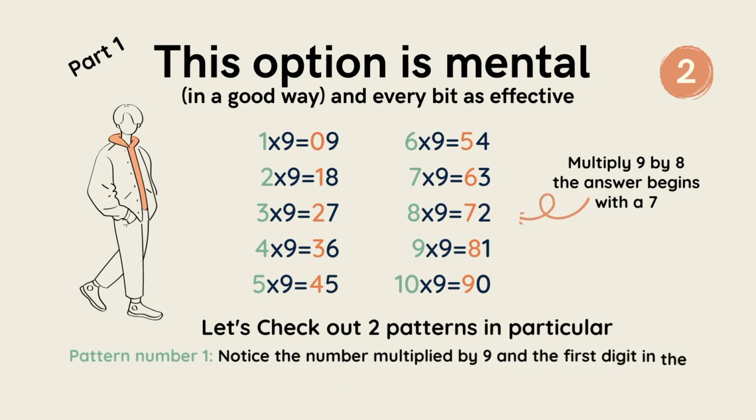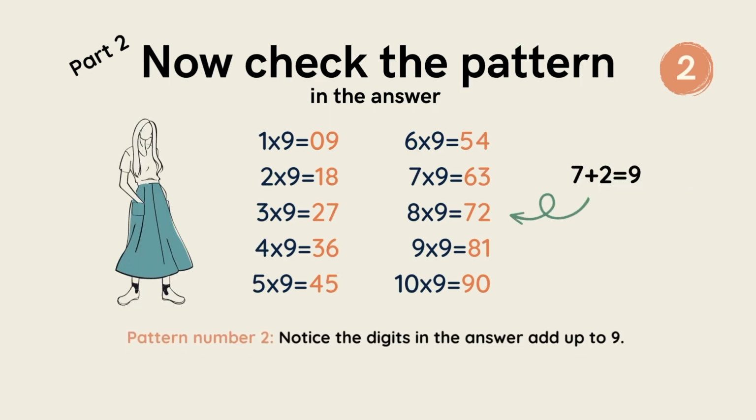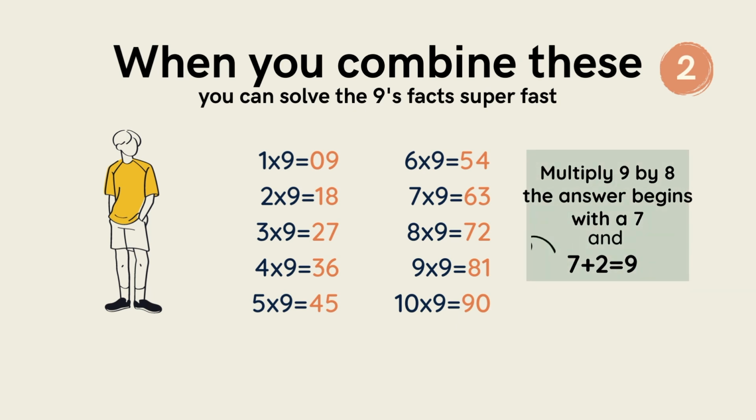Option number 2 is a mental option. Let's look at 2 patterns. In pattern 1, look at the number multiplied by 9 and the first digit in the answer. In each case, do you see that the answer starts with a number that's 1 less than the number we're multiplying by? That's pattern number 1. In pattern number 2, we're going to look at the answer. Do you see that the digits in all of the answers add up to 9? When we use these 2 patterns together, we can easily come up with the answer.